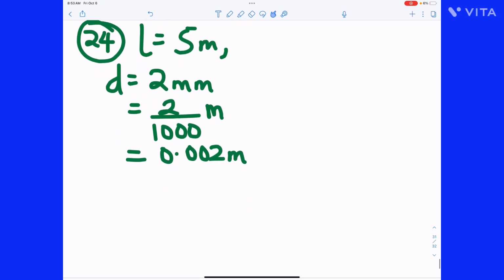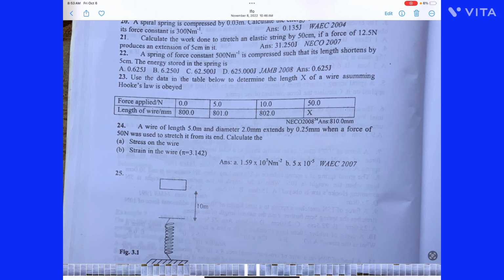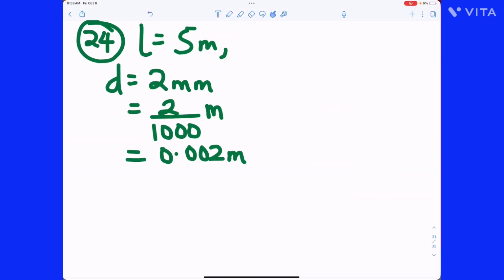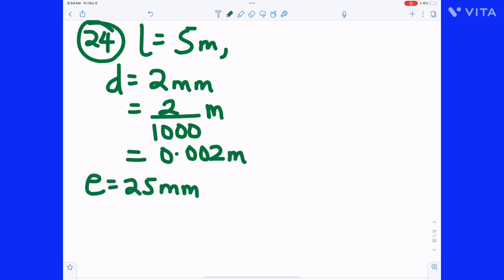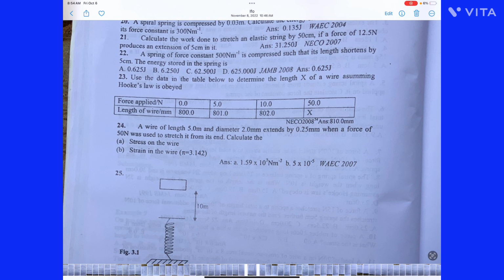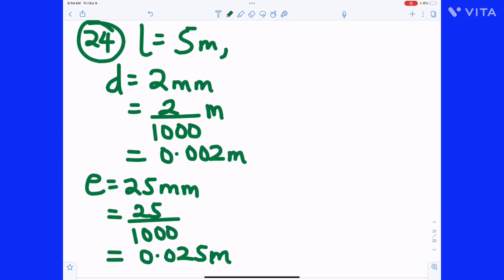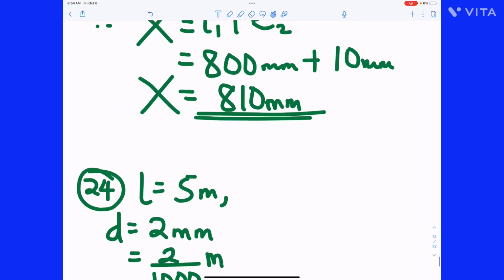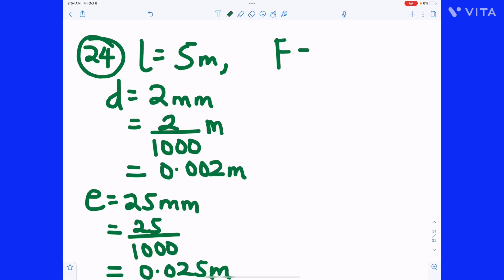So a wire of length 5 meters and diameter 0.002 meters extends by 25 millimeters. Extension 25 millimeters. Let's change that to SI unit, 25 over 1000, that will give us 0.025 meters. When a force of 50 newtons was used to stretch it from its end, calculate the stress on the wire. Force applied, 50 newtons.